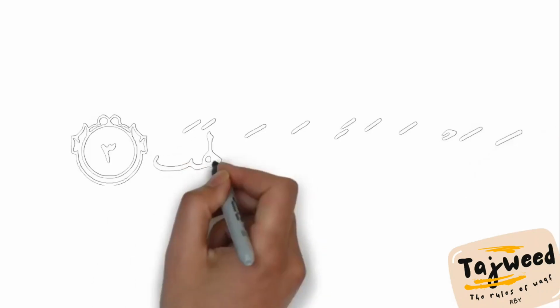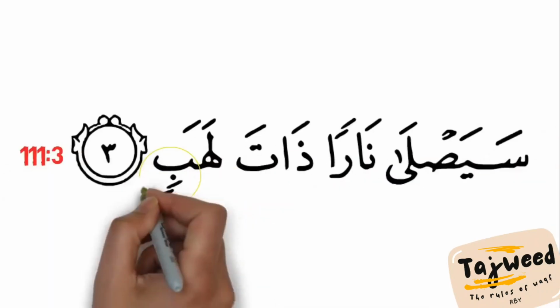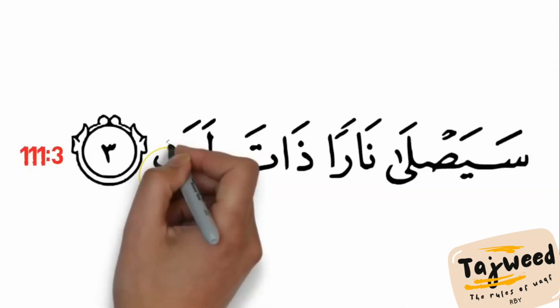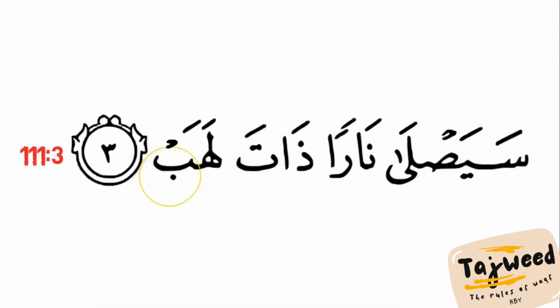Another example, the last word has two kasra. It reads lahabin. When we are reading and come to stop, we replace them with a sukun. Now we read it as lahab, not lahabin.